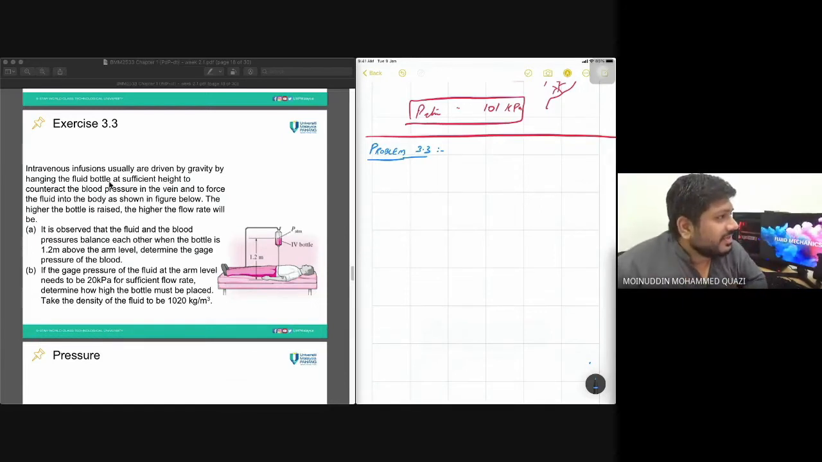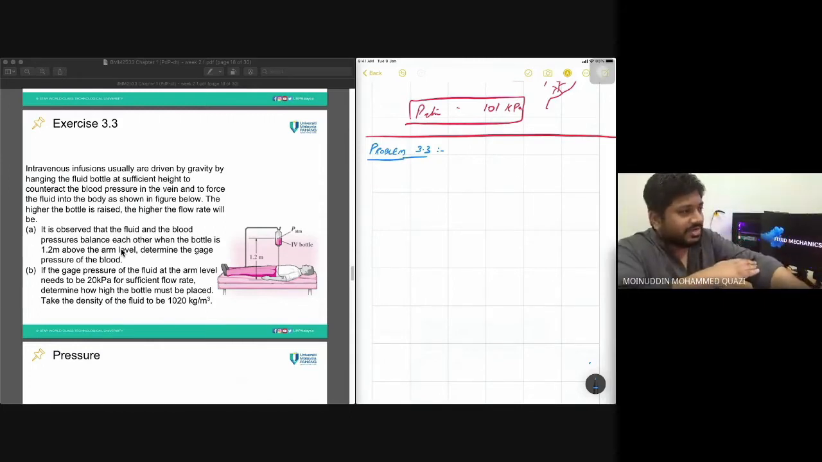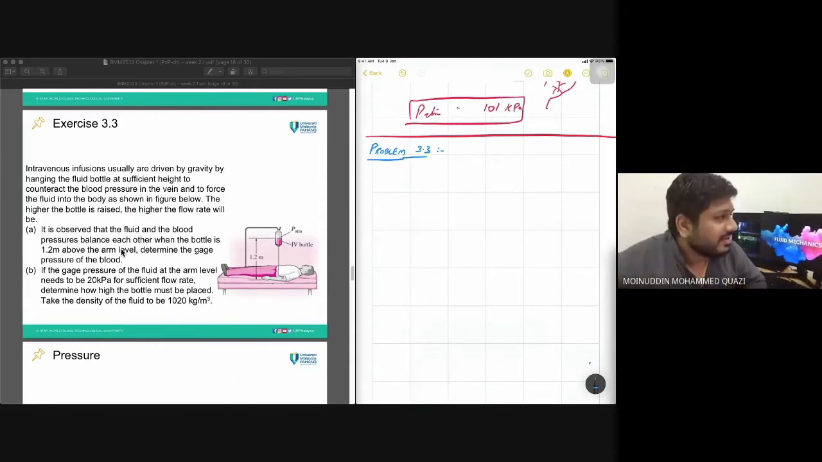So we need sufficient height of the drip, and this is shown in the figure. The higher the bottle is raised, the higher the flow rate, so the higher the amount of liquid that goes inside. It is observed that the fluid and the blood pressure balance each other when the bottle is 1.2 meter above the arm level. So this is the arm level. The bottle is 1.2 meter above the arm level. Determine the gauge pressure of the blood.